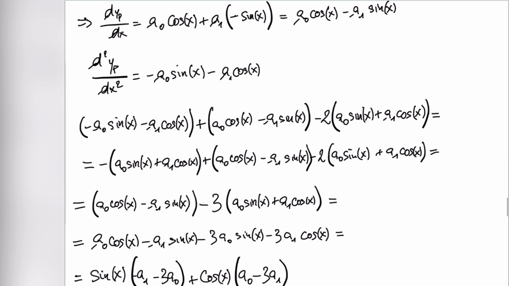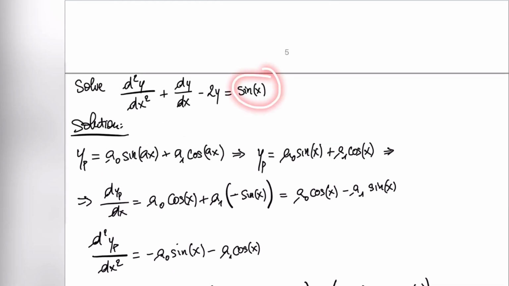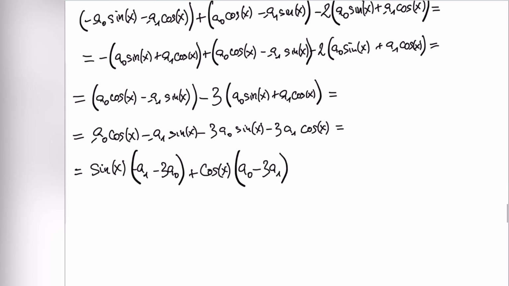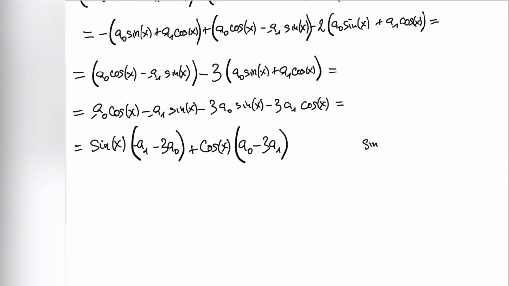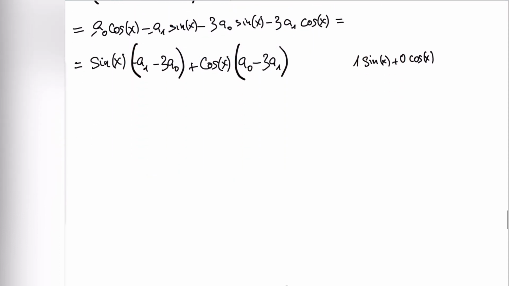this must be equal to the right hand side of this equation, which is sine of x, right? And the right hand side, which is sine of x, has coefficient 1, right? Then we can write it down as 1 sine of x plus 0 cosine of x. So as you can see, this must be equal to 1 and this must be equal to 0. So we can put them in a system of equations. So that would give us that minus a1 minus 3a0 must be equal to 1. And then a0 minus 3a1 must be equal to 0.